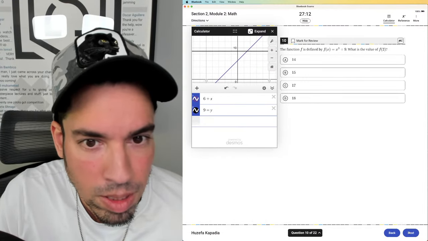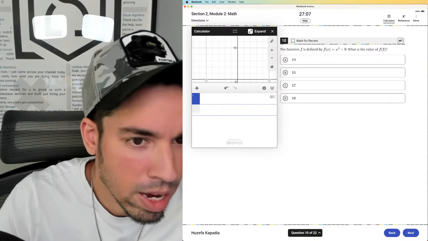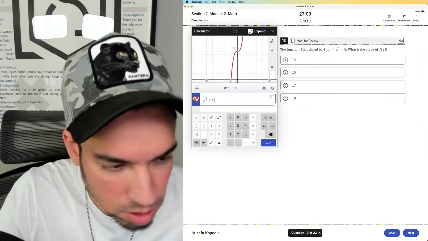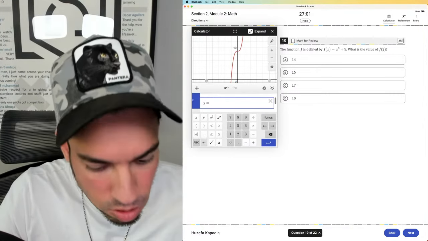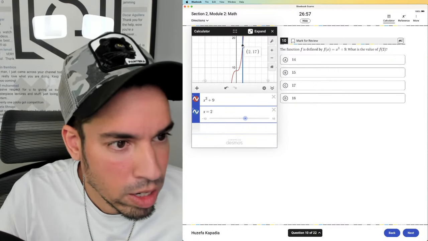All right. It's defined by this. Yeah, you can solve it on Desmos. Again, by hand is faster, in my opinion, but x cubed plus 9, and we're trying to figure out when x equals 2. That's what f of 2 means. And you've got your intersection right here, 17.